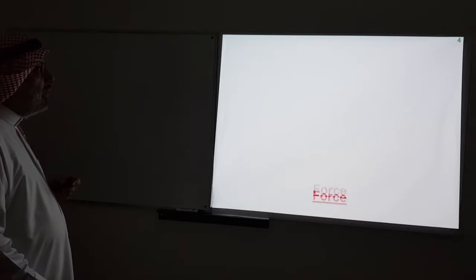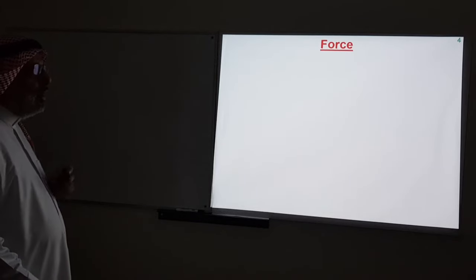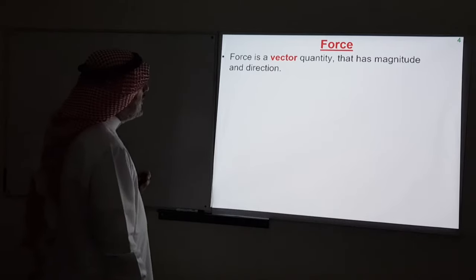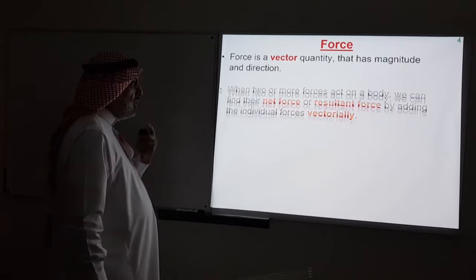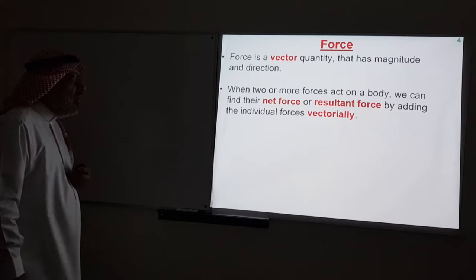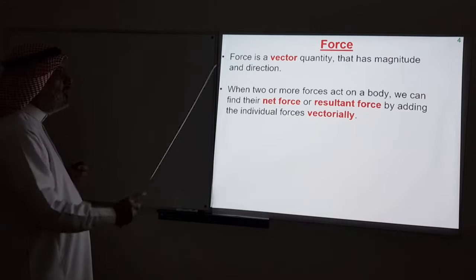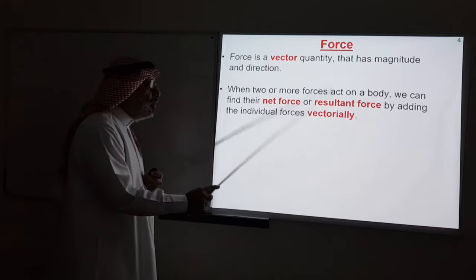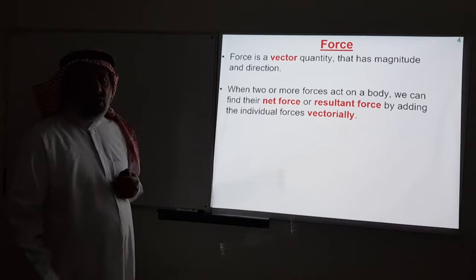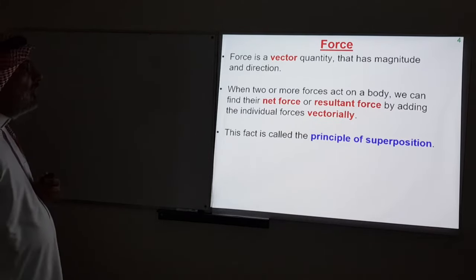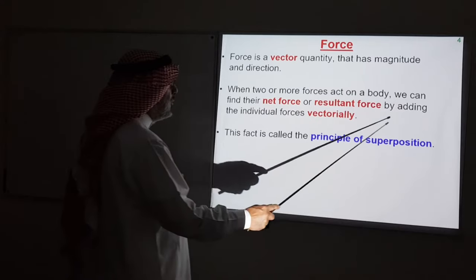With that, we are now in a position to talk more about force. Force is a vector that has magnitude and direction. When two or more forces act on a body, we can find their net force or resultant force by adding the individual forces vectorially using the methods that we have studied in chapter 3. This fact is called the principle of superposition.